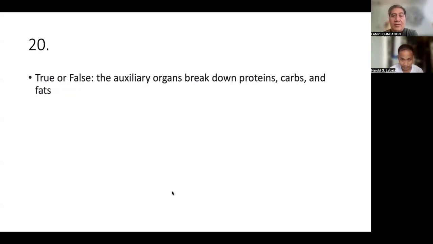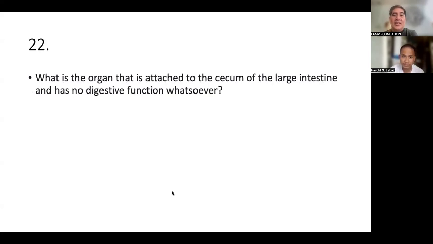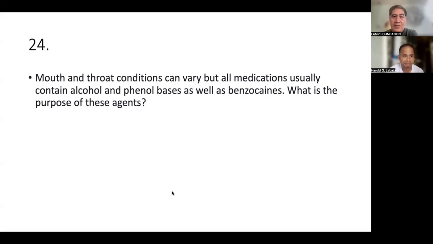True or false? The auxiliary organs break down proteins, carbs, and fats. True. Fats are broken down by bile, blank, then by lipases, enzymes. Emulsification. What is the organ that is attached to the cecum, the large intestine, and has no digestive function whatsoever? The appendix. Appendicitis occurs when you have inflammation of the lining of the appendix. What is the name of the surgical procedure used to remove it? Appendectomy.